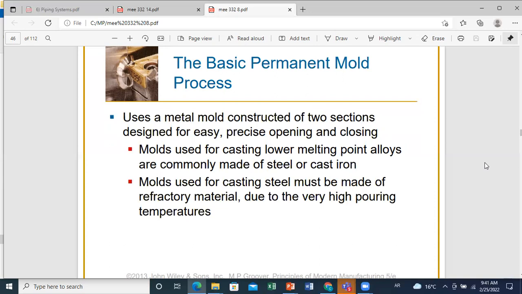Now, the material in which you fabricate your mold will depend on the metal you are casting. Whenever you have a lower melting point, you can use a mold of steel or cast iron. However, if you want to reach very high temperatures, then you can use steel or refractory material. You should do a heat treatment for the steel in order to be able to sustain the very high temperatures of the poured metal.